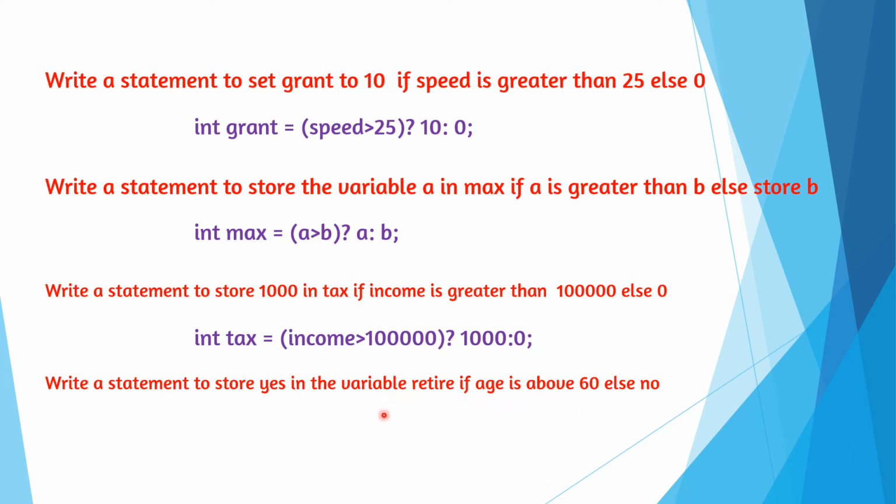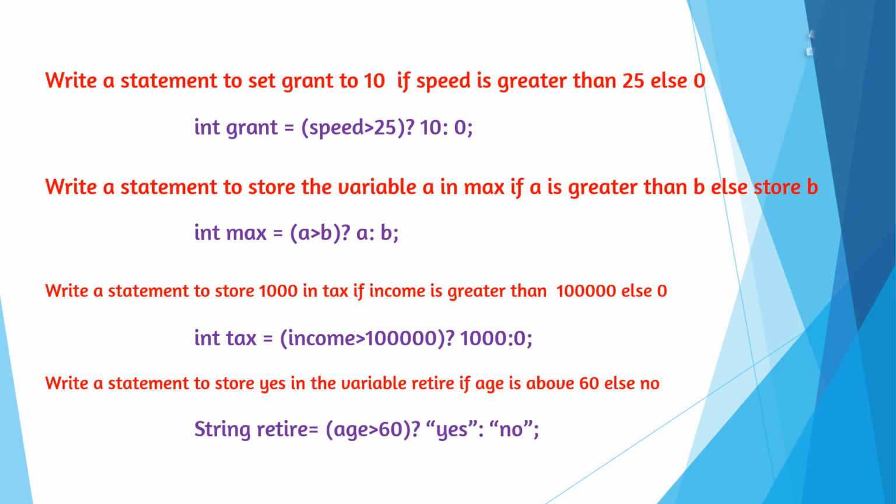So in this case, keep one more thing in mind. Yes and no we have to store. It is not an integer number. Yes and no are words. So the variable retire has to be declared as a string. Otherwise, we will not be able to store yes and no. So always keep the data type in mind when you are declaring a variable.